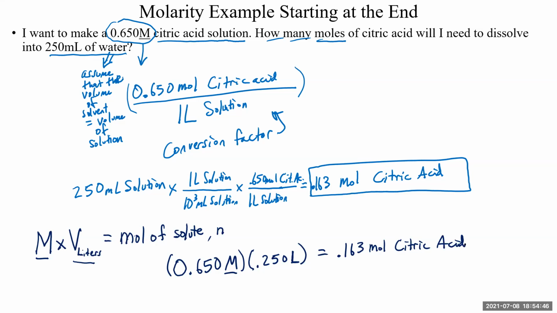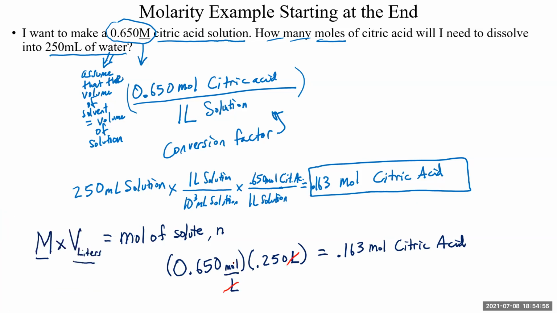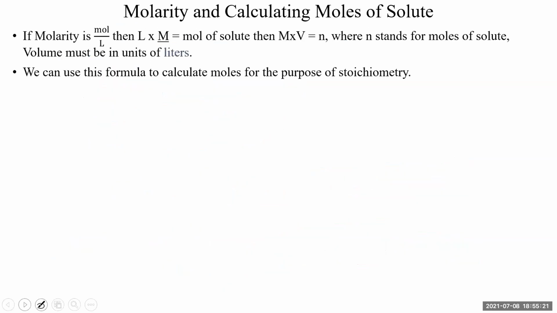The reason it works is because the definition of molarity is moles per liter. So if I multiply moles per liter times liters, I end up with moles of solute. This is moles of solute, of course, you know that, moles of citric acid solute. So that's why this works. So molarity times volume in liters equals moles of solute. Volume of solution multiplied by the molarity. Okay, let's continue on.